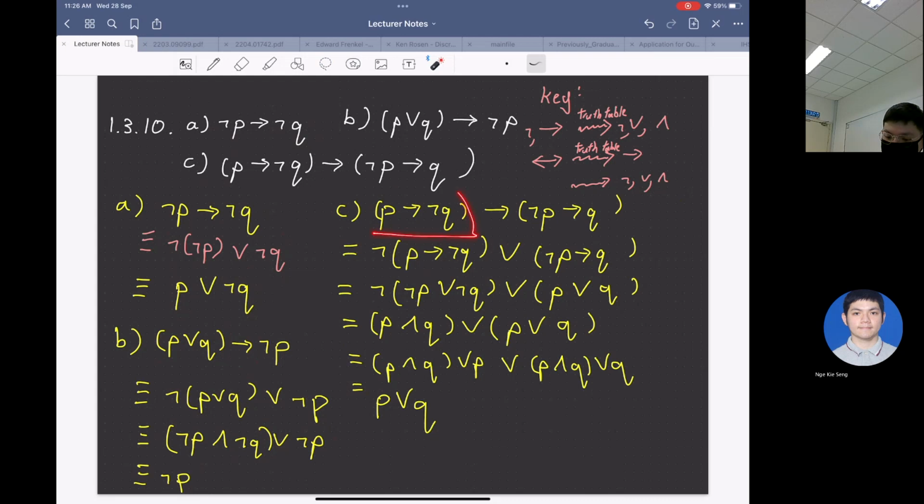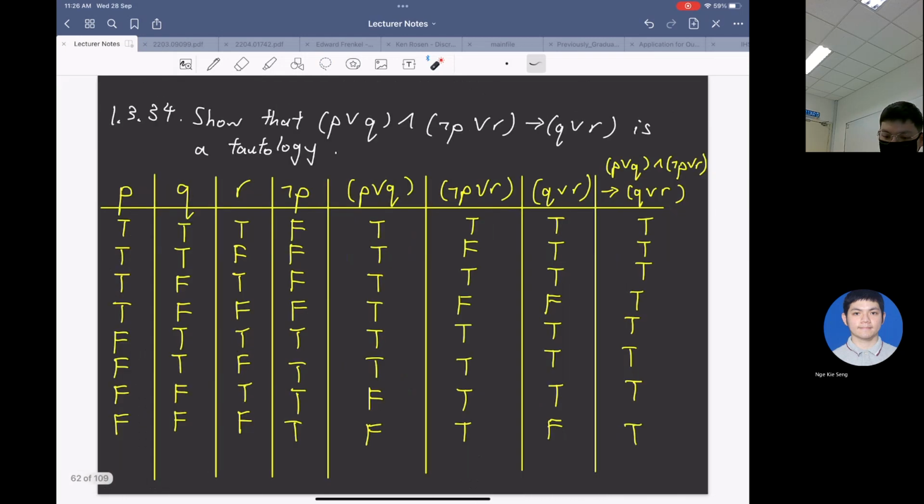And the next one is the same, just more difficult. You negate the first statement, or the second statement, and then you keep opening up, using De Morgan's law a few times. Not too hard. No questions? Okay, go next.